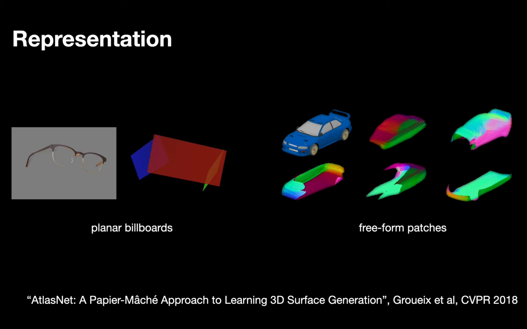Our representation is not limited to planar proxies. It only requires the proxy geometry to have a consistent UV parametrization for the category. We can, for instance, model cars using freeform patches generated by AtlasNet, which exhibit considerable semantic consistency in the way they cover the object categories.